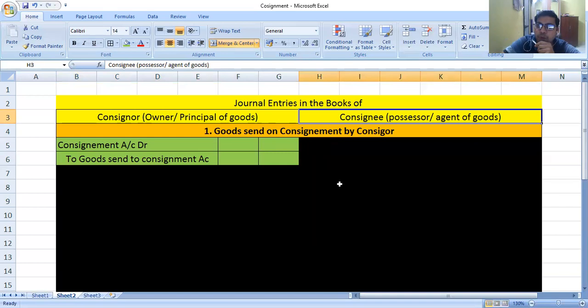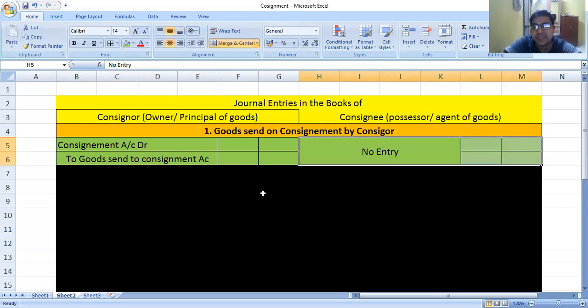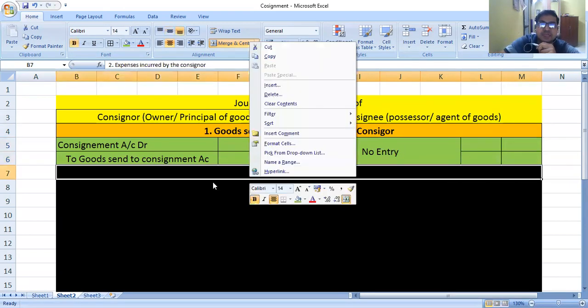Now, whenever this transaction is made, what kind of entry is passed by consignee? No entry is passed by consignee. We will not put any kind of entry in the books of consignee whenever the goods are sent on consignment by consigner. Then next transaction.